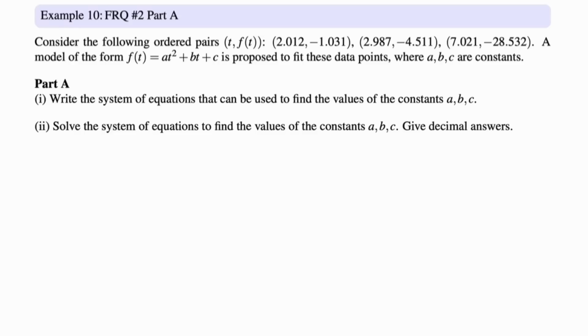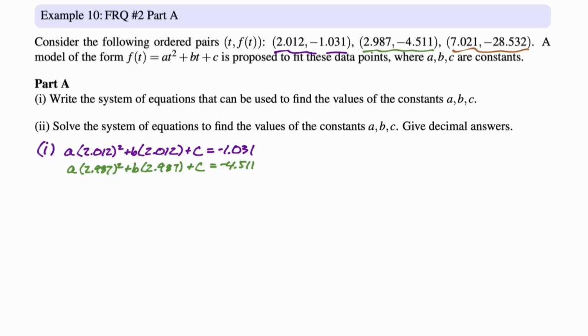So f of t is at squared plus bt plus c. This is where I said my students, I think, could get in trouble by just typing that into their calculator. You actually have to type a times t squared plus b times t plus c. All right, part A is write a system. So we take the first point, we plug it in. We take the second point, we plug it in. We take the third point, we plug it in. We have a system of equations.